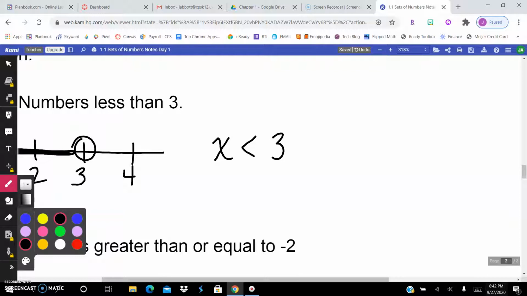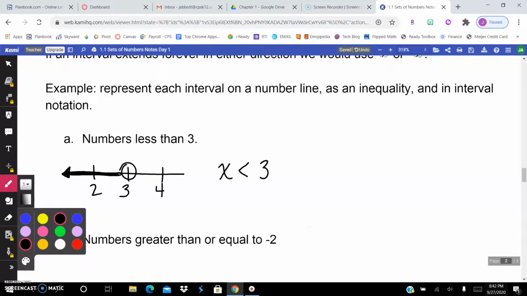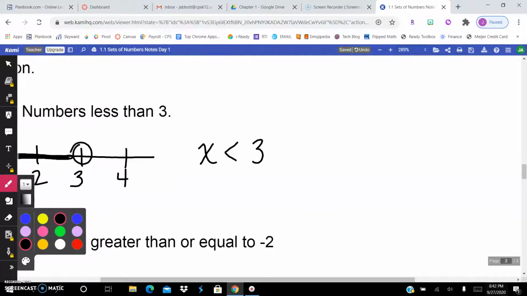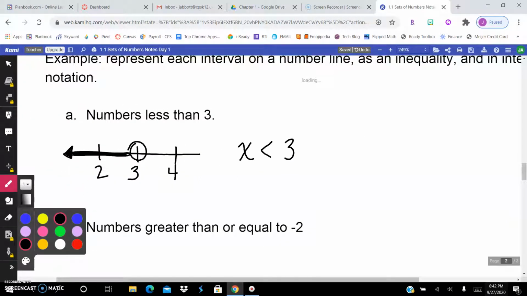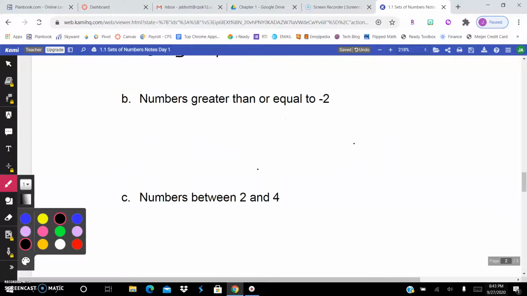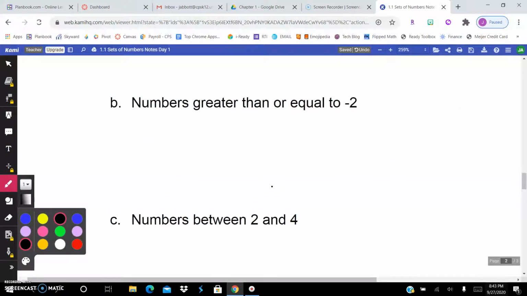And then our interval notation is going to go on forever towards the smaller numbers. So that means I'm going to have to put a negative infinity sign because it goes on forever to the left, and it stops at 3. So our other number is 3. And we're not including either of those numbers, so we're going to have parentheses. Numbers greater than or equal to -2.